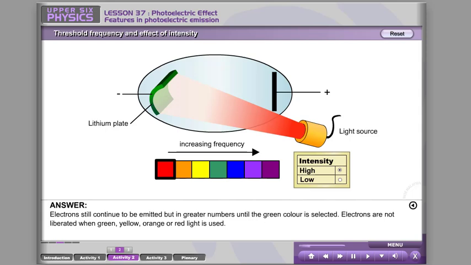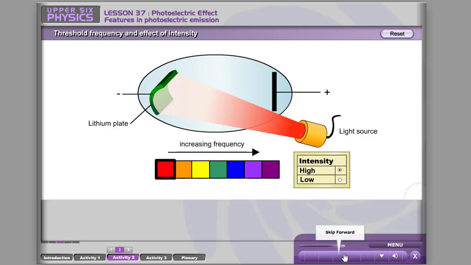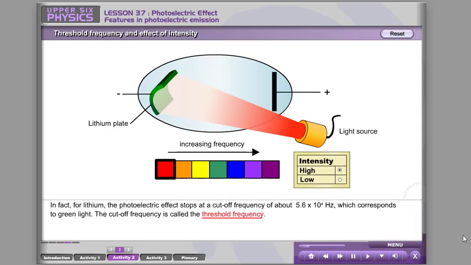Answer: electrons still continue to be emitted but in greater numbers until the green color is selected. Electrons are not liberated when green, yellow, orange or red light is used. In fact, for lithium, the photoelectric effect stops at a cutoff frequency of about 5.6 times 10 to the power of 4 Hz, which corresponds to green light. The cutoff frequency is called the threshold frequency.